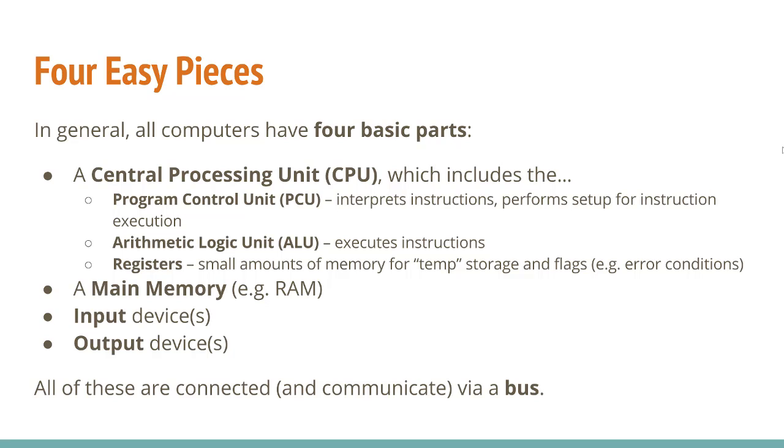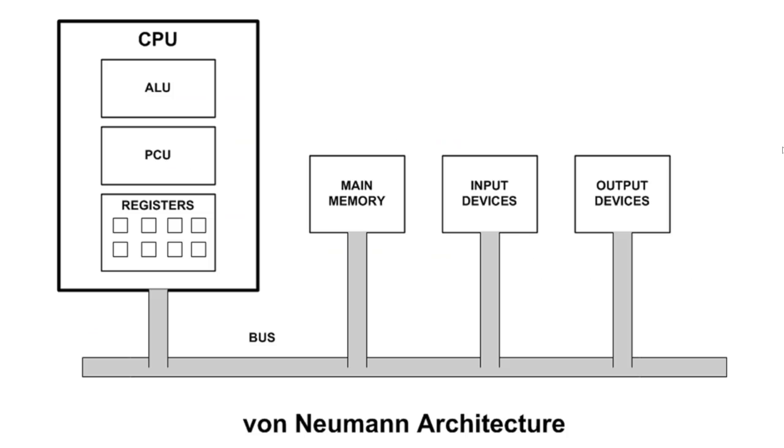So beyond the CPU, there's also a main memory, which we typically call RAM these days, input devices, and output devices. All of these items are connected and communicate via a bus. If you have these pieces, you have a basic computational device. Graphically, we can display the von Neumann architecture kind of like this.